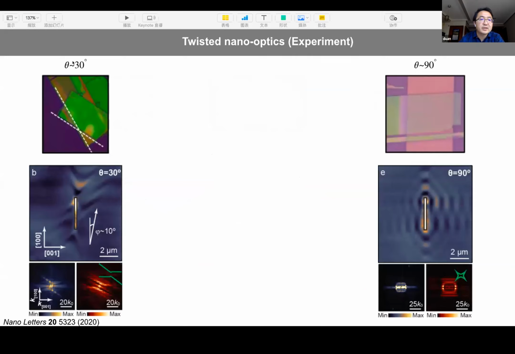If the twist angle is 30 degrees, we observe the tilted wavefront and also a tilted open hyperbola in the isofrequency curve. The experimental results match well with the numerical and theoretical calculations. And similarly, if the twist angle is 90 degrees, we observe the closed wavefront and also the closed isofrequency curve. So experimentally, we also observe the topological transition here.